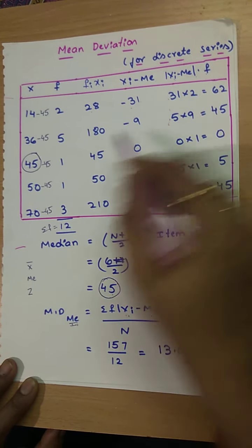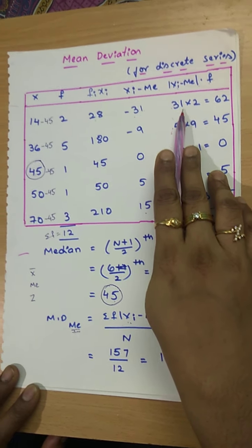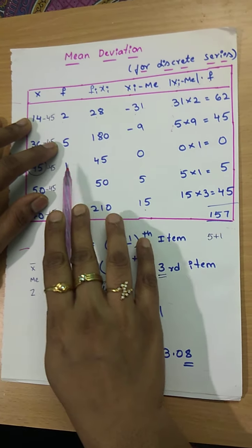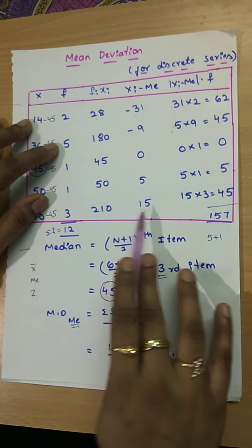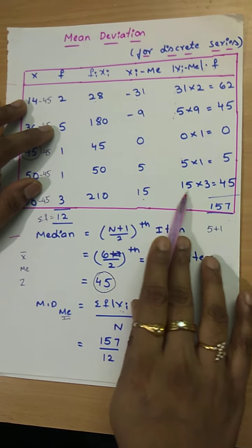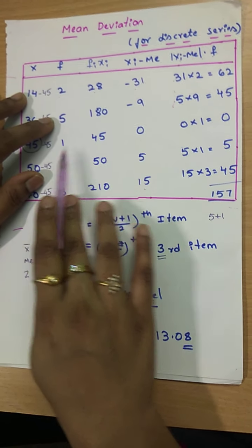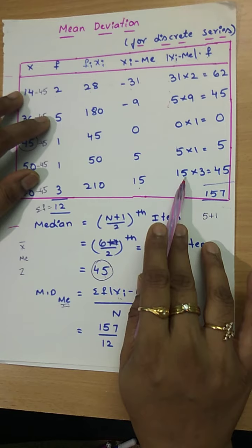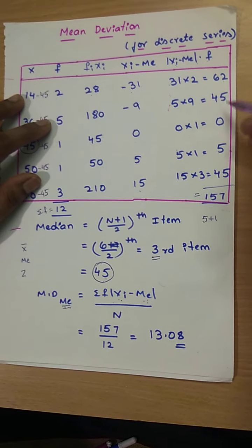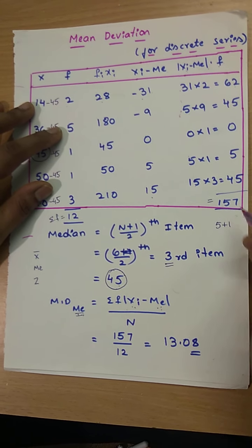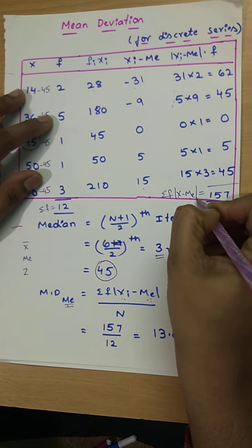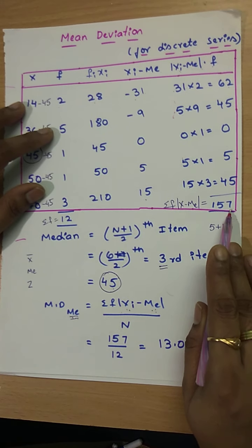So 31 into 2, 9 into 5, 0 into 1, 5 into 1, 15 into 3. These are frequencies times modulus of xi minus M. So these are the values: 62, 45, 0, 5, 45. We need to find the total. The total, summation of f times modulus of xi minus median, is equal to 157.